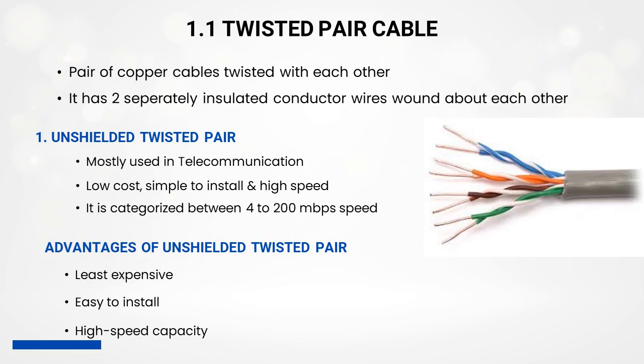Advantages of unshielded twisted pair cable: least expensive compared to other networking cables. Simple installation without complex tools. High speed capacity for data communication. Example: Ethernet cables used in homes and offices.